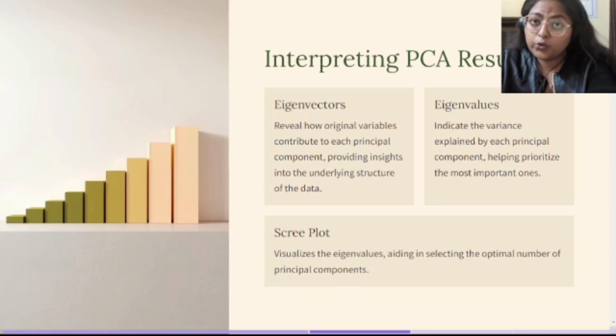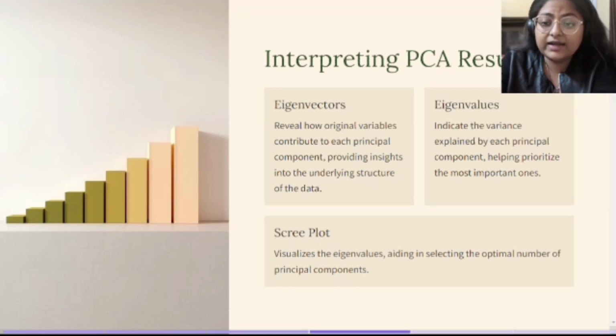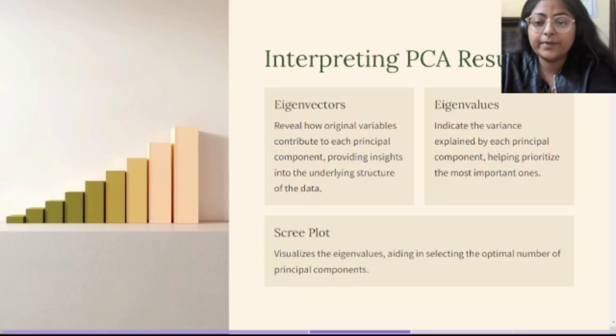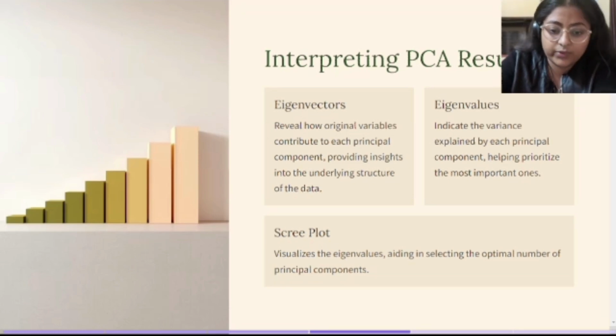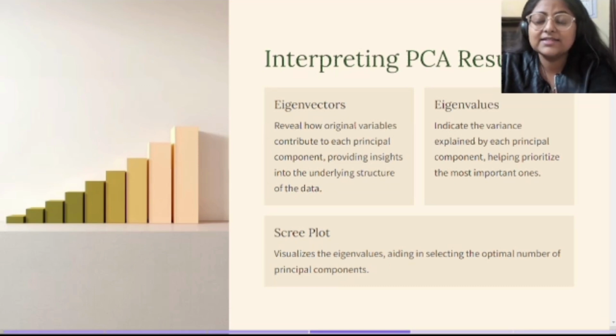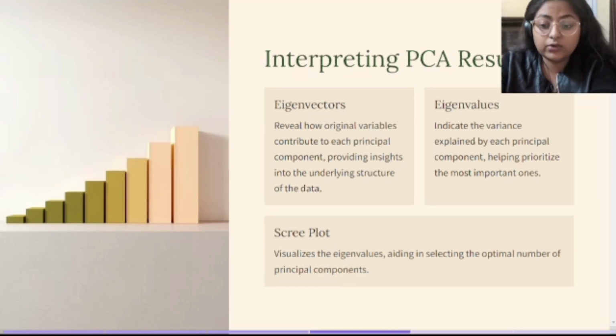Second is through the eigenvalues. They indicate the variance explained by each principal component, helping prioritize the most important ones. And third is the scree plot. Visualizations of the eigenvalues, aiding in selecting the optimal number of principal components.